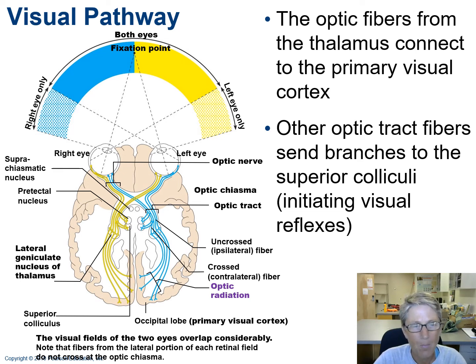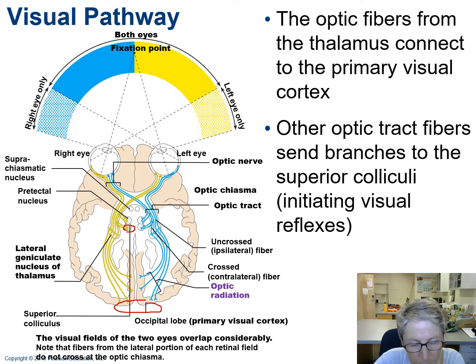The optic nerve fibers synapse in the thalamus, and then those fibers will go back to the rear to the occipital lobe, and specifically the primary visual cortex. Other optic tracts will send branches to the superior colliculus.